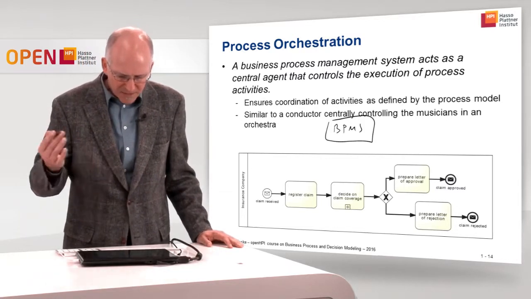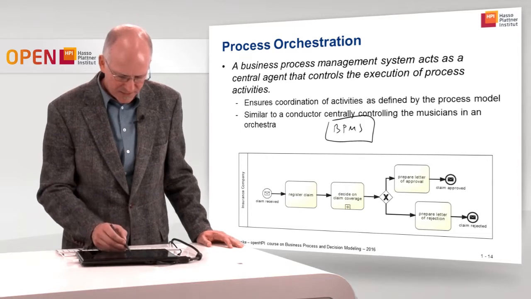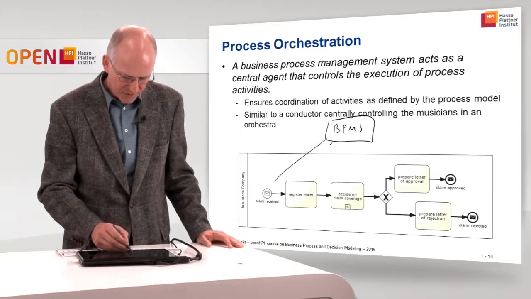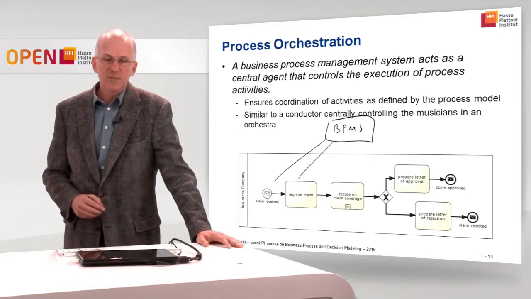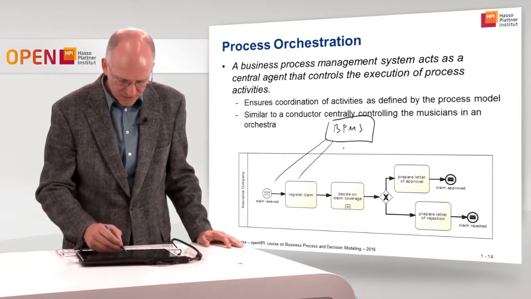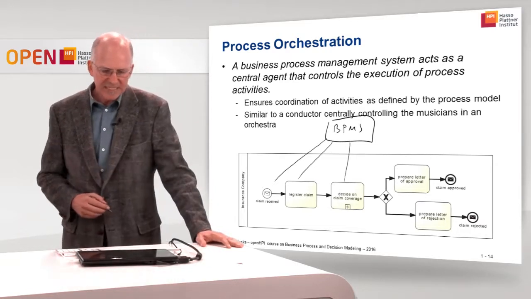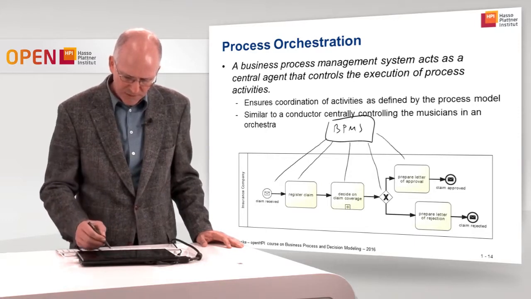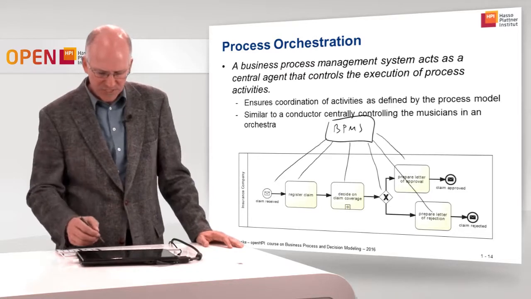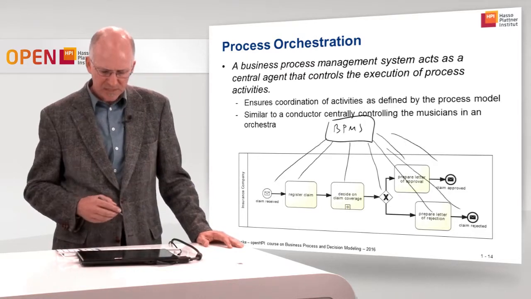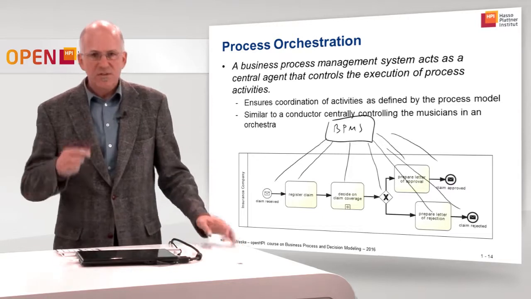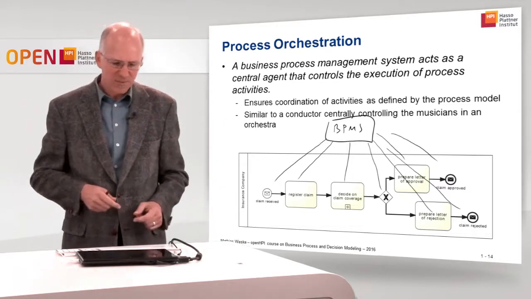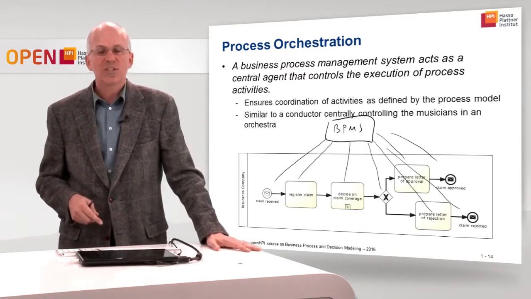The BPMS is the central coordinating instance, and it sees that the claim has been received. The first thing that needs to be done is that the claim needs to be registered. Once the claim is registered, we need to decide on the claim coverage. After that, we need to make a decision: either prepare a letter of approval or prepare a letter of rejection. And finally, we need to send out the respective letters. So this is the central agent that coordinates, orchestrates the process, and this is where the term process orchestration comes from.